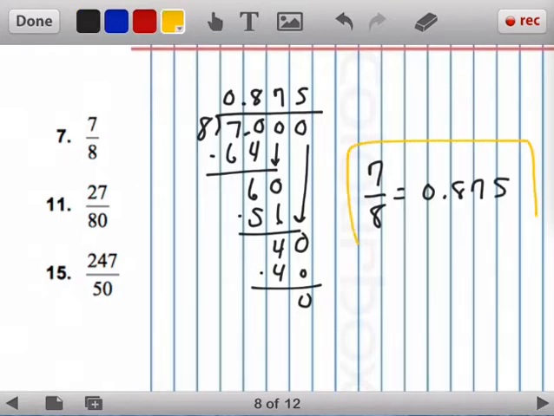And since this decimal is a terminating decimal, I actually could have written this as equivalent fractions. The only thing is, my denominator would be 1,000, and not everybody would recognize the fact that 8 is a factor of 1,000. So the division works all the time.